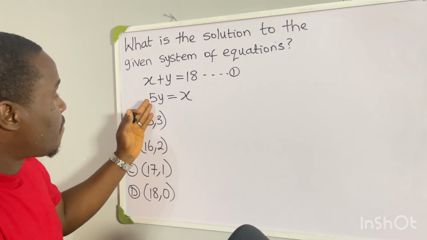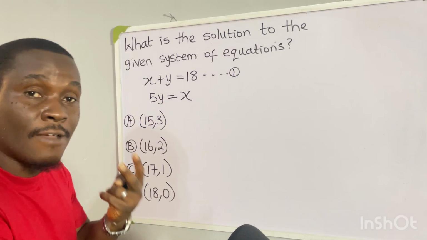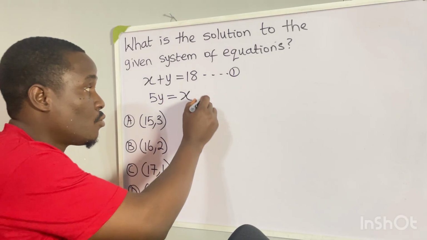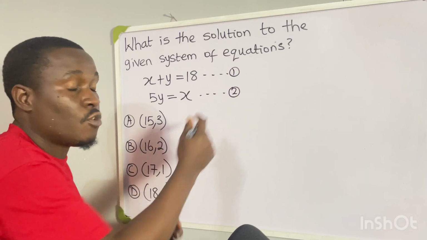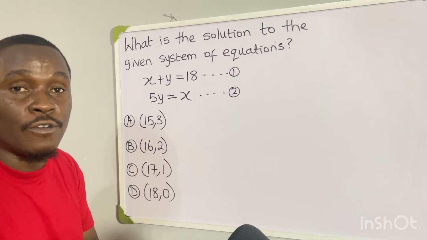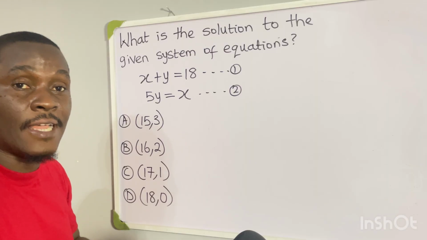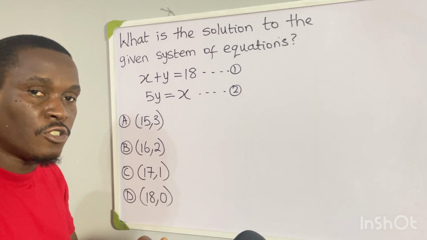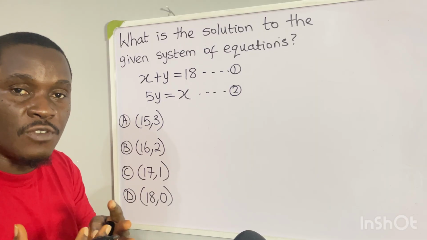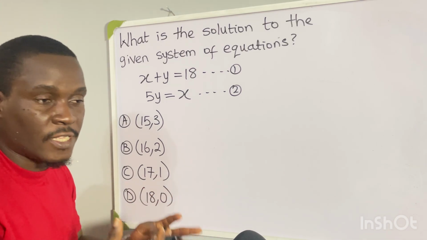Over here, 5y is equal to x. We have two variables in equation 2. This also means that we cannot find either of the two variables. So one of the ways to find out the value of the variables is to apply substitution. What does substitution mean? It means replacing one value with another value.